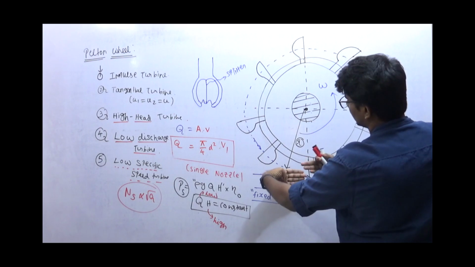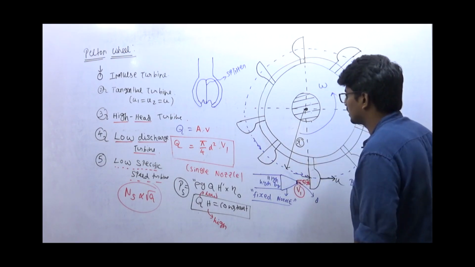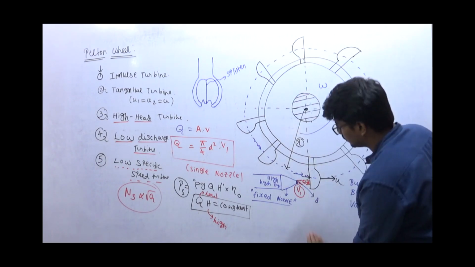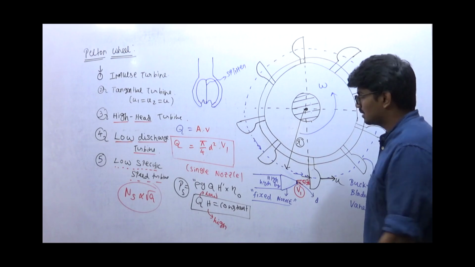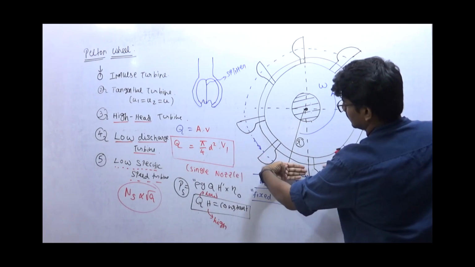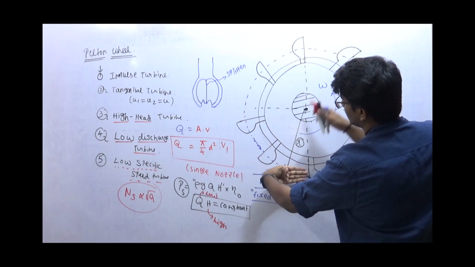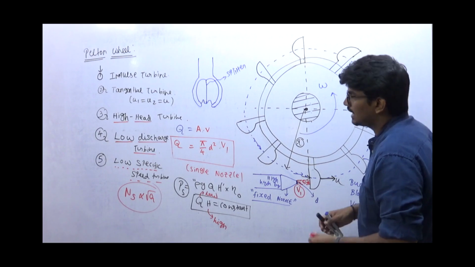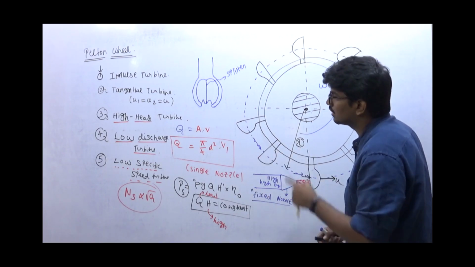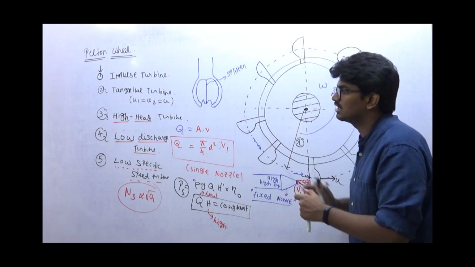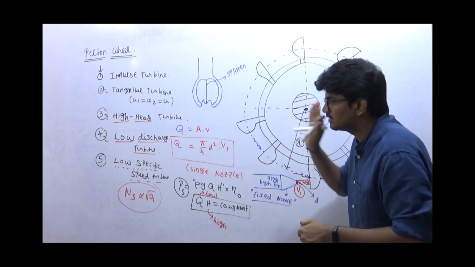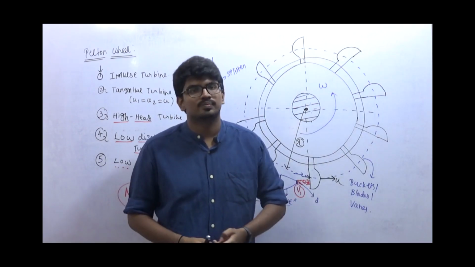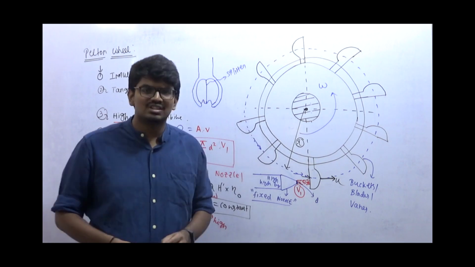Entrance and exit both are tangential, both are present at the same radius r. If fluid enters like this, I can say that it is axial. If fluid enters like this, then it will be radial. But this is tangential entrance, tangential exit, and both of them are at the same radius r. So U1 is equal to U2 is equal to U. High head turbine, why it is high head, we will be discussing it later. Low discharge, since head is high, discharge will be low, and since discharge is low, specific speed is low, by using the specific speed equation, Ns is proportional to root of Q. Now let us proceed for the next discussion.